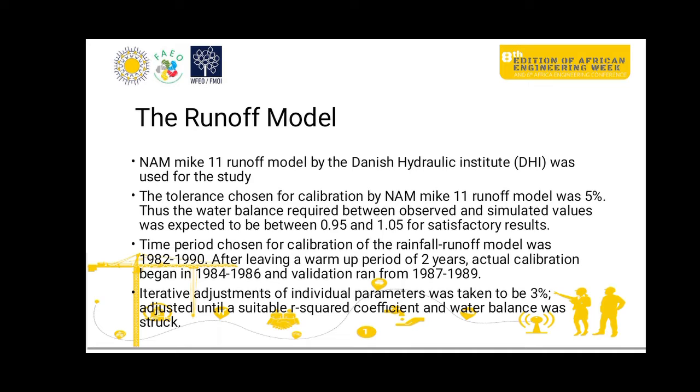So we have the runoff model, which we chose for this case, MIKE 11, which is a one-dimensional runoff model, and that's what we saw was suitable since it was very straightforward to use. And so the tolerance decided when using the model was 5% in terms of water balance, which means that we expected the results to have a water balance between 0.95 and 1.05, and additionally we required an R squared of at least above 0.7.